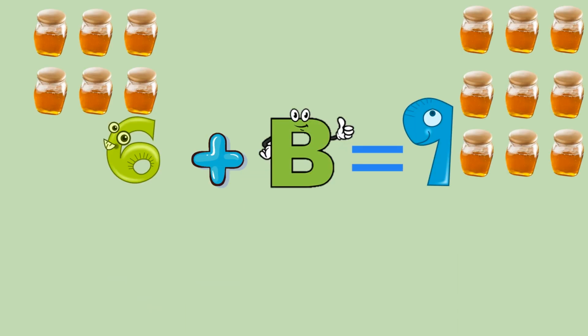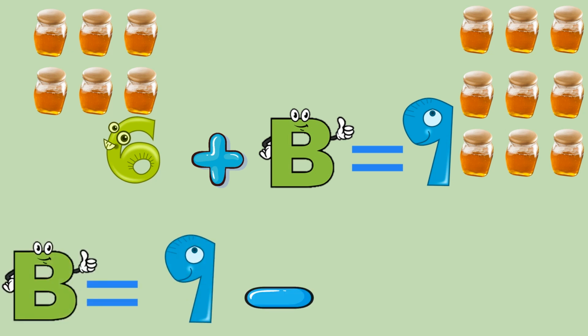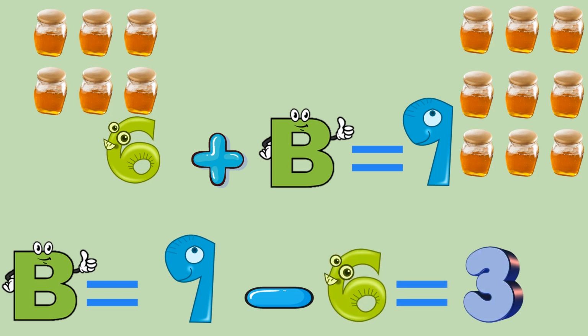So, in order to solve the equation 6 plus B is equal to 9 by the second way or by subtraction technique, we can take out 6 from 9. Or in other words, we can write B is equal to 9 minus 6. And 9 minus 6 is equal to 3. So B is equal to 3. Now we can substitute B by 3. And 6 plus 3 is equal to 9. So 3 is the solution of this equation.